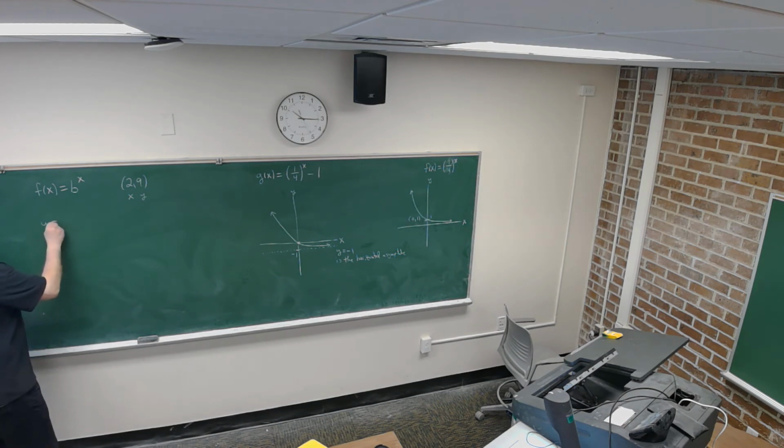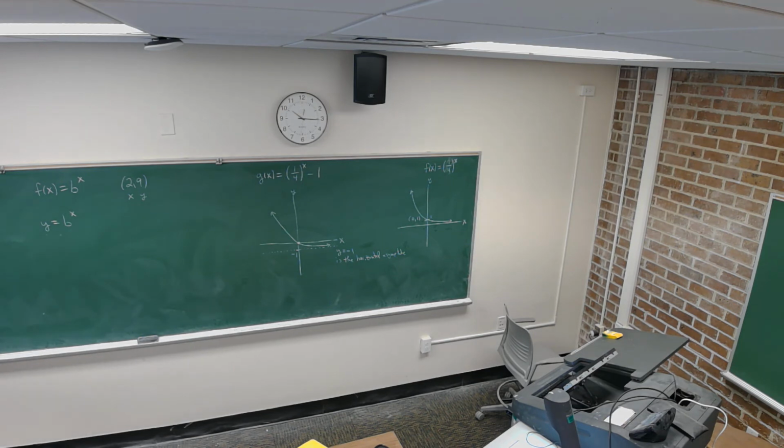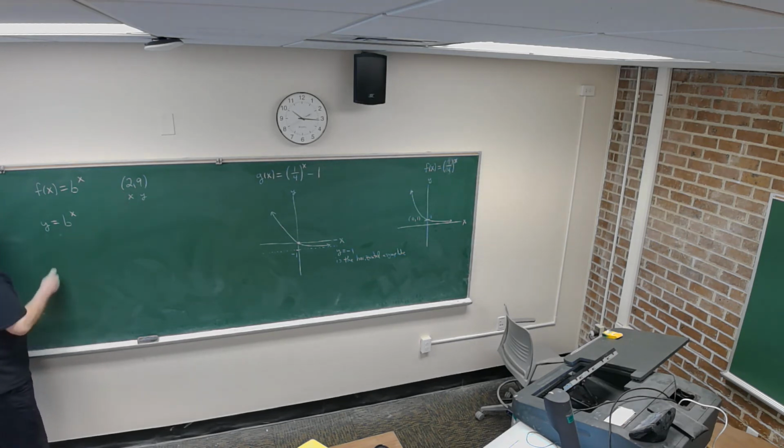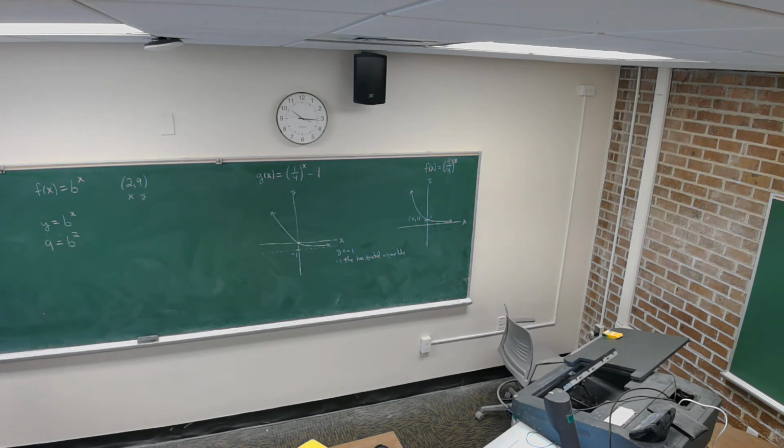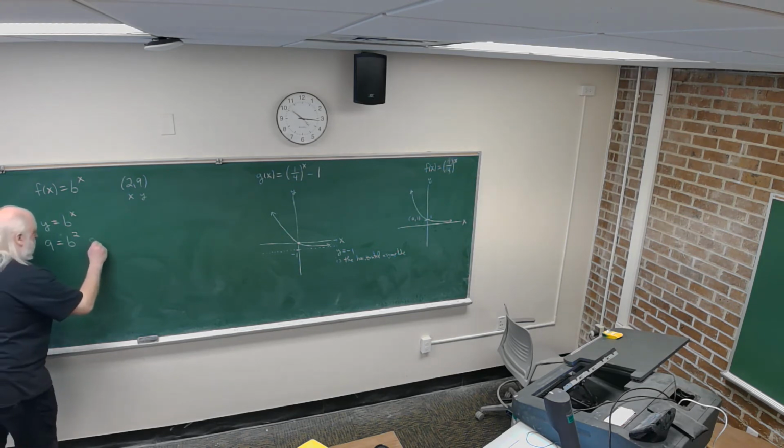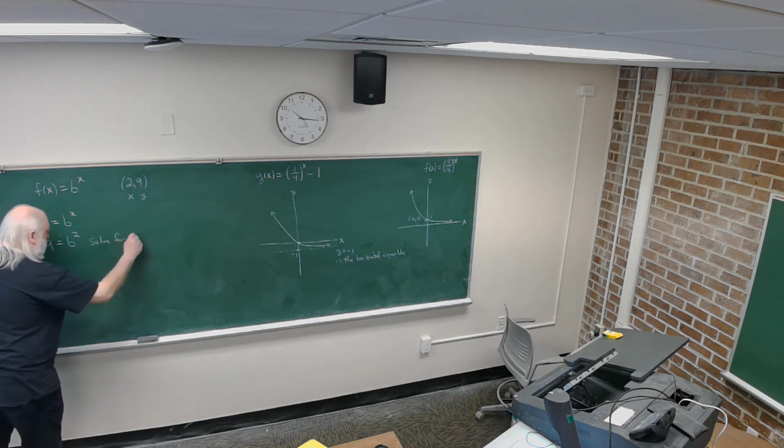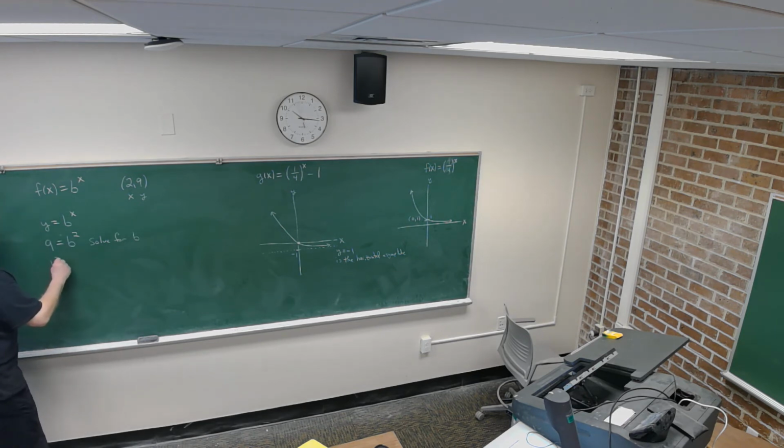Well, y values and function values are the same thing, so replace f of x with y. And this graph of this equation has to go through this point. So I put in 9 for y and 2 for x. So I have 9 is equal to b squared, and now I solve for b. So b squared is equal to 9, and then I take the square root to undo the squaring.